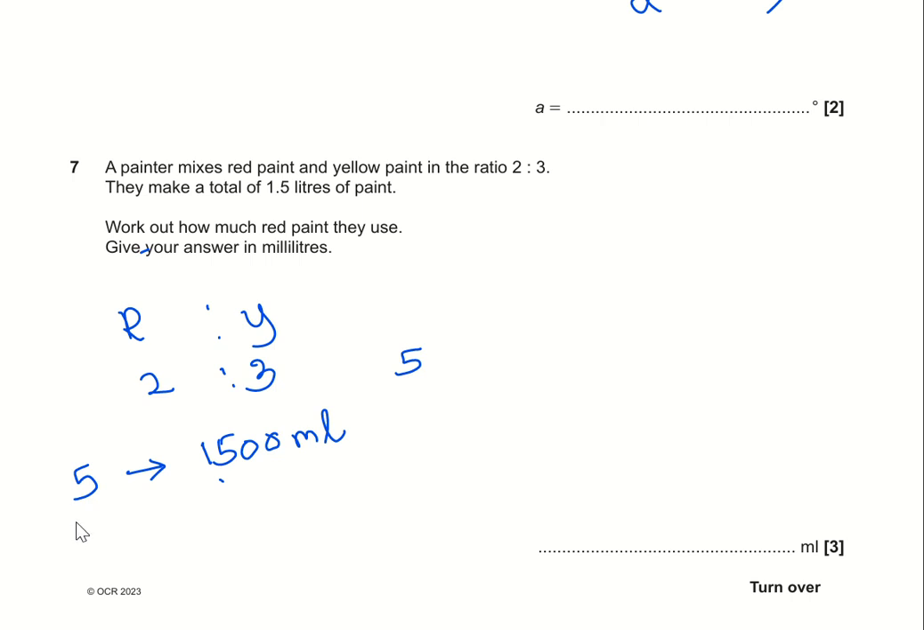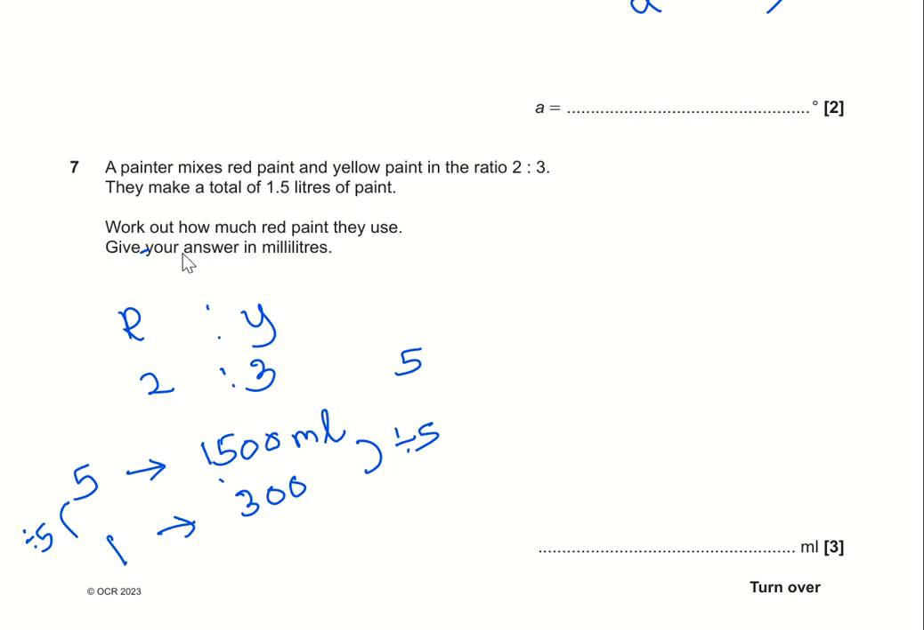So I'm going to find out the one unit. How many milliliters will be represented by the one ratio. Then divide by 5 and this side divide by 5. So 1 is represented by 300 milliliters.